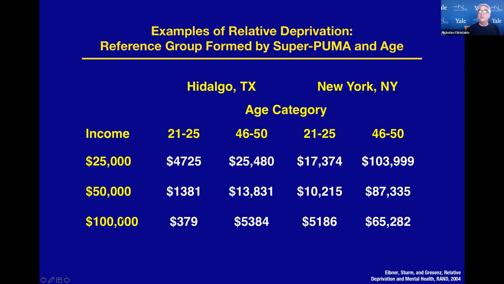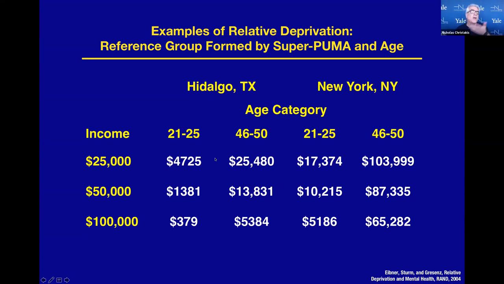And here are some examples giving the relative deprivation for people with different incomes and with reference groups chosen by location and age. So this shows the reference group is, are you in Hidalgo, Texas or New York? And what is your age? Are you a 21 to 25 year old in Hidalgo or a 21 to 25 year old in New York? If you earn $25,000 and you are in this age group in Hidalgo, your relative deprivation is $4,725. But in New York, it's higher, $17,374. And the reason is obvious that, in fact, people are richer in New York.